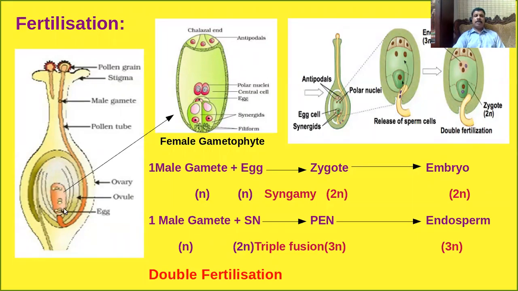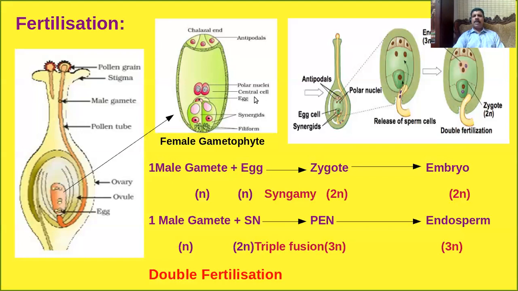The female gametophyte is present inside the ovule. This is the detailed structure of a female gametophyte, which has a female gamete called the egg cell. This female gametophyte is actually a seven-celled structure. It has seven cells: one egg cell, two synergids, three antipodal cells, and a single central cell.